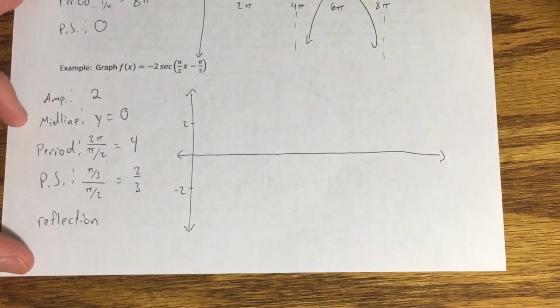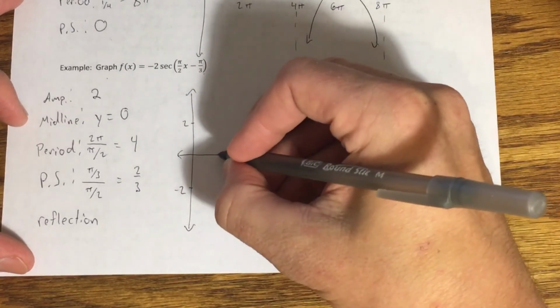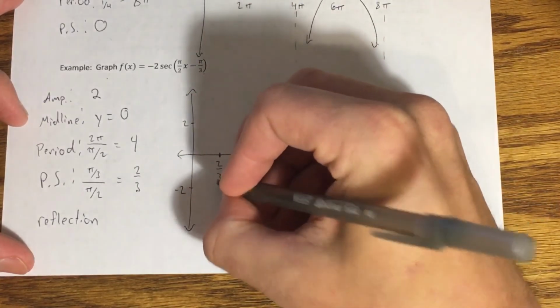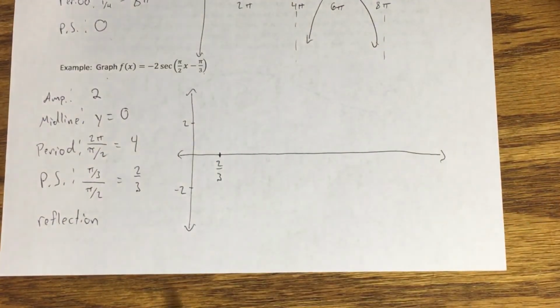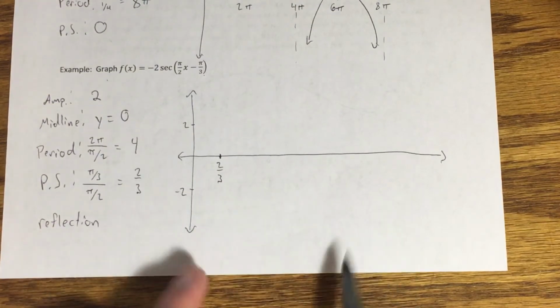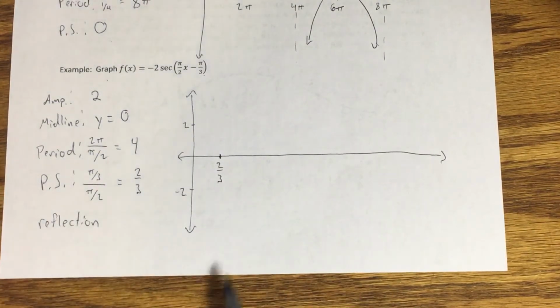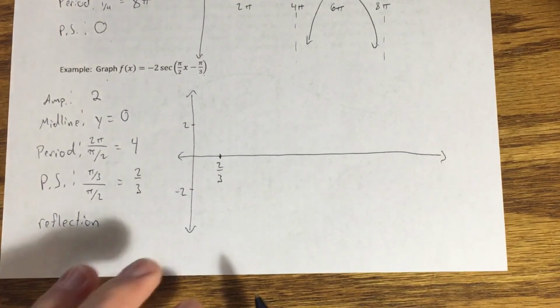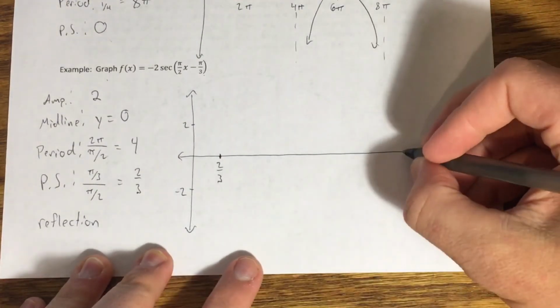Phase shift is 2/3, so we're going to move over here to 2/3. And then the period is 4, which I have to add to that. Remember, we're working with common denominators of 3 here, so 4 is the same thing as 12/3, plus 2/3 would be 14/3.